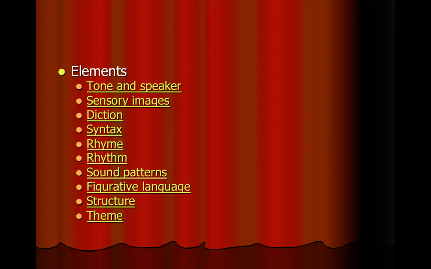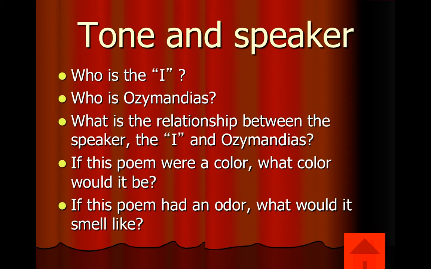Now, when you encounter a poem and you read it a couple times and you try to get the story of the poem, you try to get the overall picture of the poem, it's helpful to go through the elements to unpack it and to try to see it as a series of fragments, perhaps, that you can then put together in different ways. Different ways to make meaning. So let's start with the tone and the speaker of the poem.